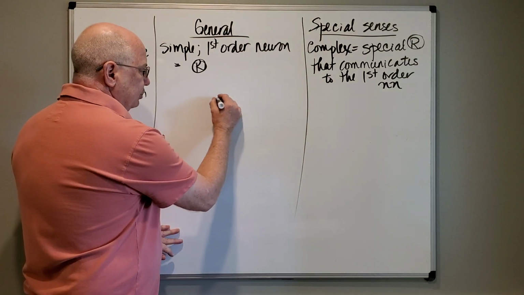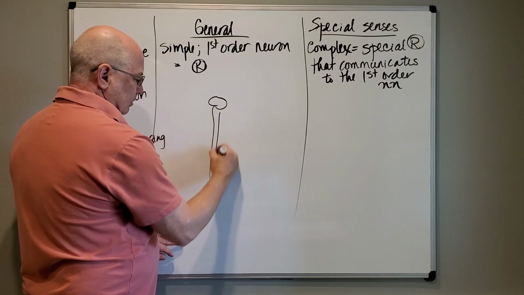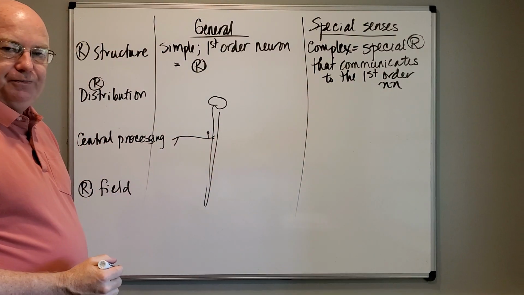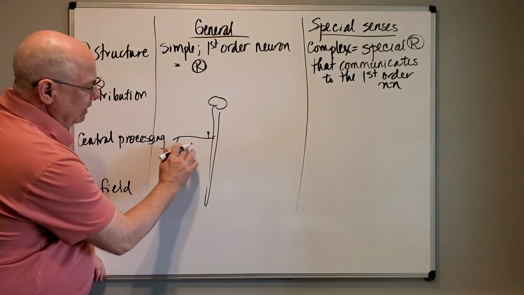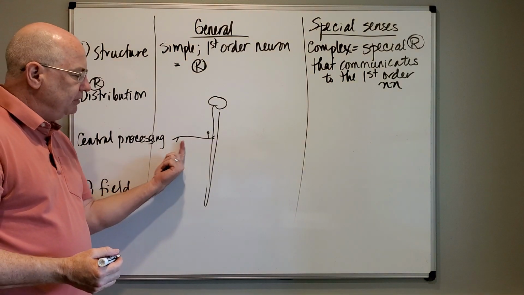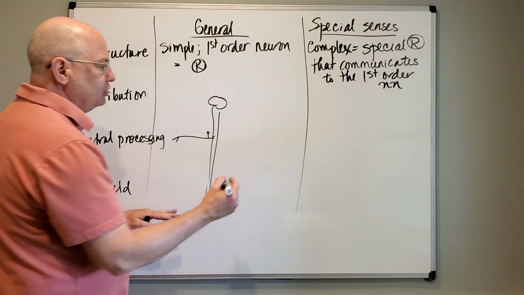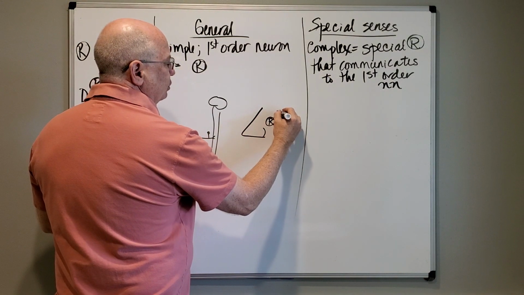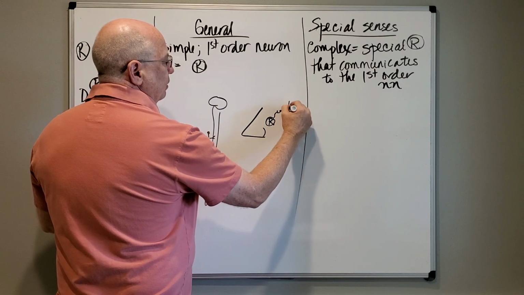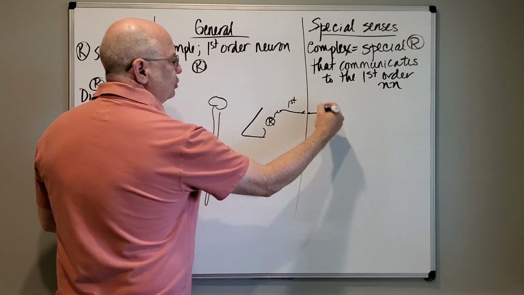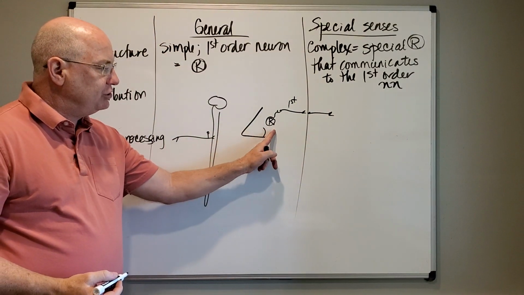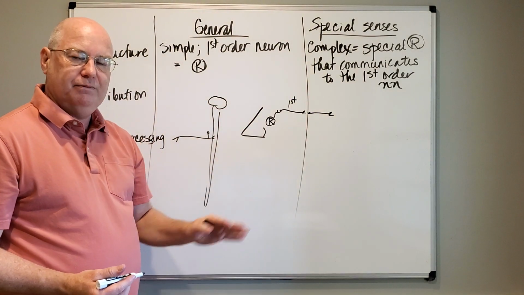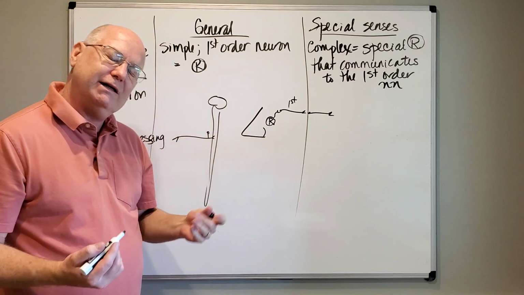So look, in the general senses, my first order neuron out in the periphery is the receptor cell. There might be some special modifications near the end of it, as we'll see later, but for the most part, this cell is the receptor. In the special senses, let's say in the sense of smell, I'm going to have a receptor cell that's going to synapse on the first order neuron, which will then talk to the second order neuron, and so on and so forth. So we have an extra cell out in the periphery in the special senses. So it's a more complex setup, and the reason it's there is it allows for a more complex signaling pathway.